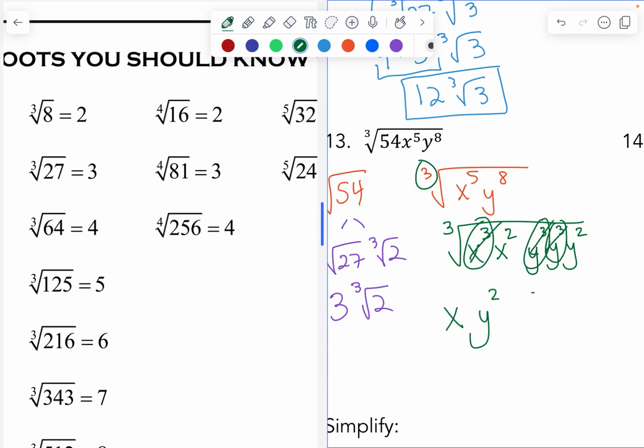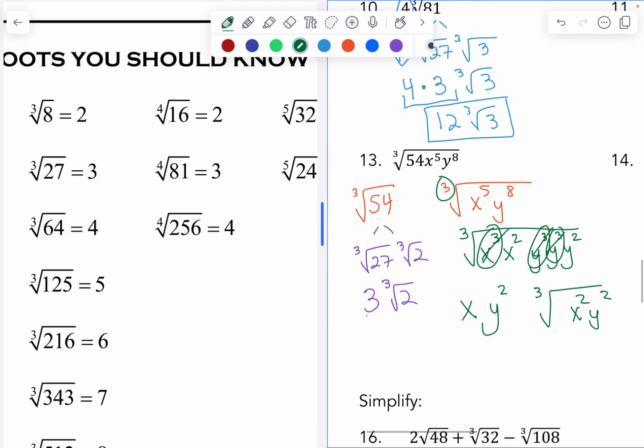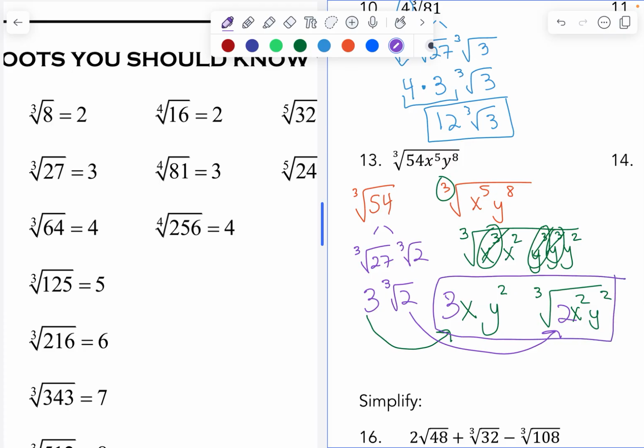Okay, and then whatever's left in the root, I have to keep that. And then you can combine your answers. So this 3 is outside the root, so that would go outside my answer. And then this 2 is inside the root, so that would go inside here, and that would be my final answer.